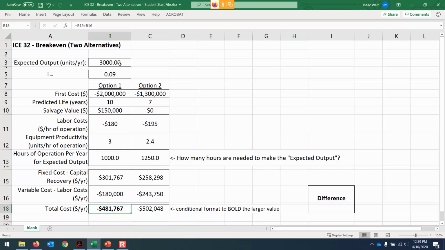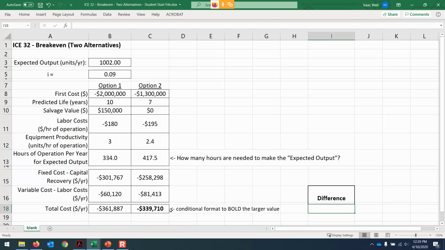So we could just keep changing this manually. 1,000, 1,001, 1,002. Oh, no, I'm doing it in the wrong spot. Okay, 1,001. Yeah, that's not it. 1,002. Now, you know better, we don't really need to do that. We can do a goal seek.